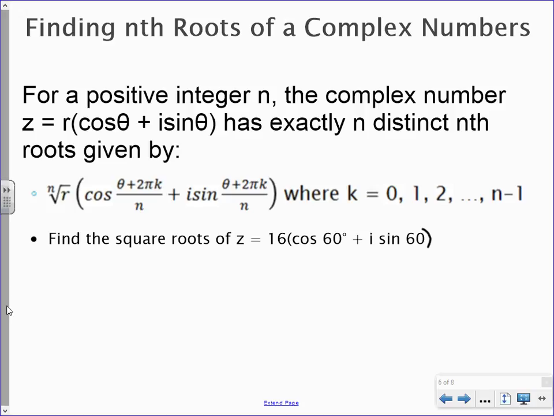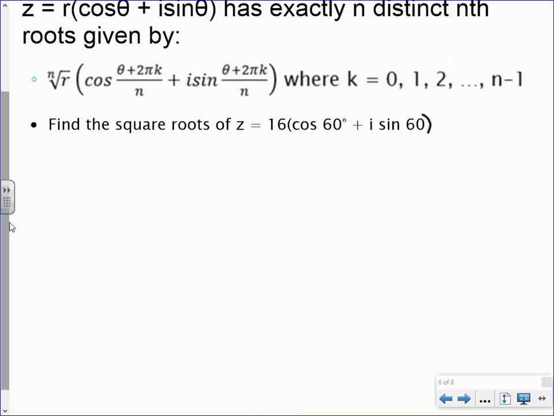So what we're going to do is for our first square root, we're going to plug in k equals 0. Okay. So we're going to take the nth root of r, so the square root of 16, times the cosine. We're going to take the angle, which is 60. We are not going to add anything because k is 0. And then we'll divide by n. So what's our angle? 30 degrees.